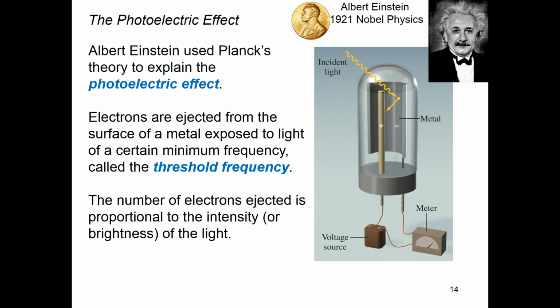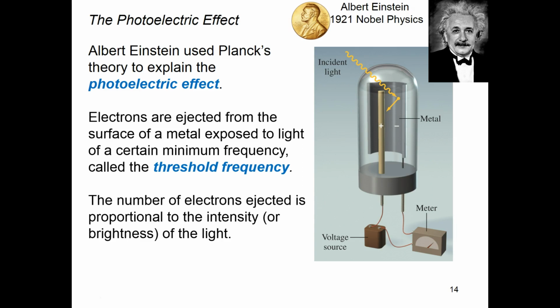And so once you've reached past that threshold frequency, the more photons you have, the more electrons that will be ejected. The greater the current will be. But until you get those photons that are energetic enough, nothing will happen.